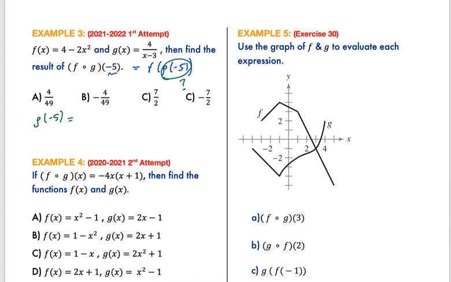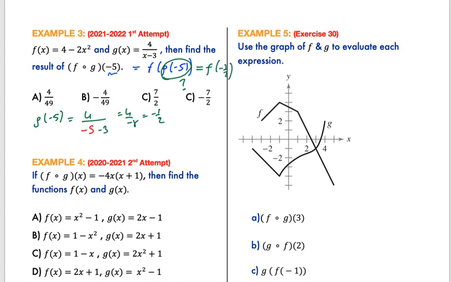This is evaluating functions. Substitute negative 5 for x in function g. Function g is 4 divided by x, which is negative 5, minus 3. That's 4 over minus 8, which is negative 1 over 2 when we do the simplification. So I got the inside function. So that's equivalent to f of minus 1 over 2 now.